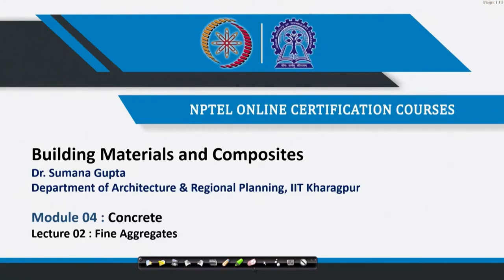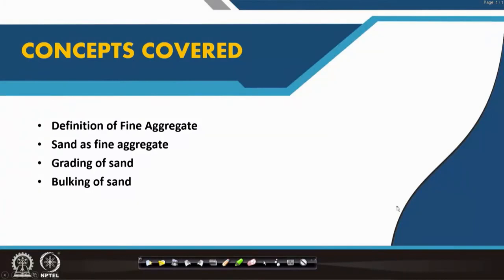Today we are going to discuss, in lecture 2 of module 4, fine aggregates. In the beginning lecture of this module, we had discussed how concrete is made. As it was told, concrete is a mixture or a man-made composite of fine aggregate, coarse aggregate, cement and water mostly. Now, fine aggregate, as we had told, mostly refers to sand.